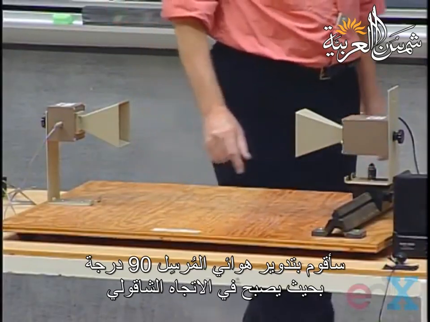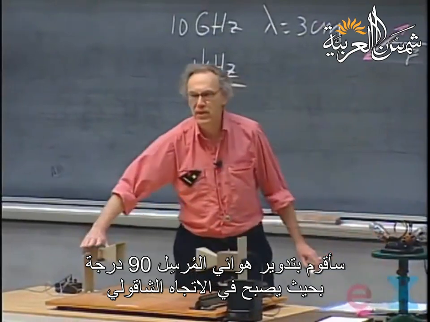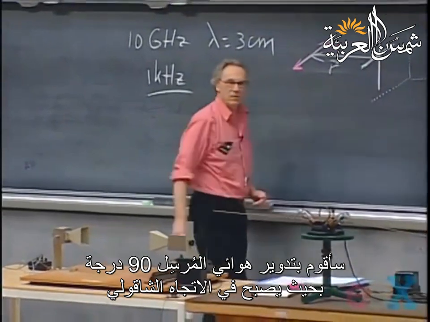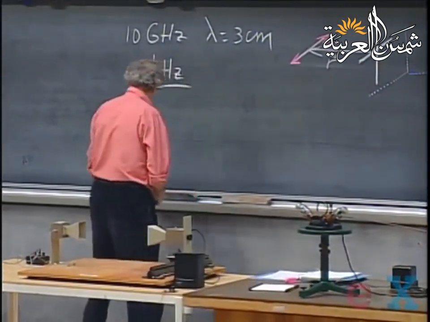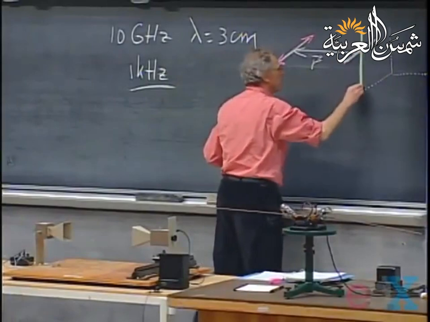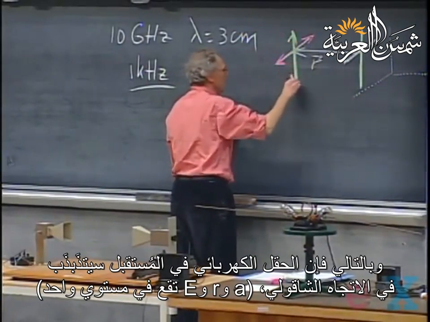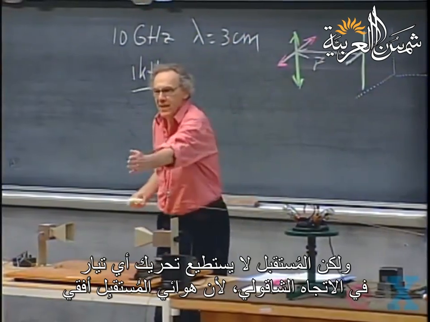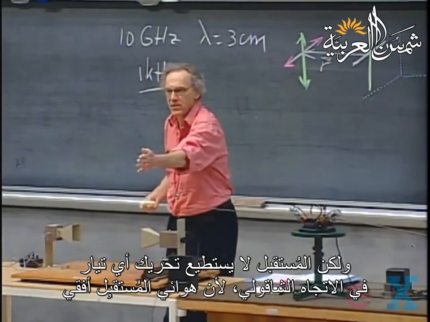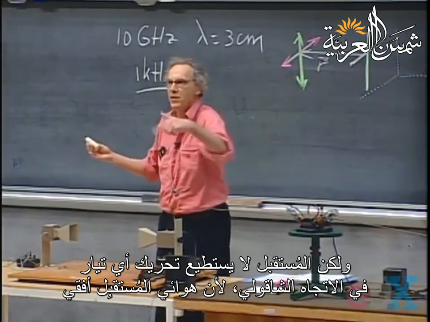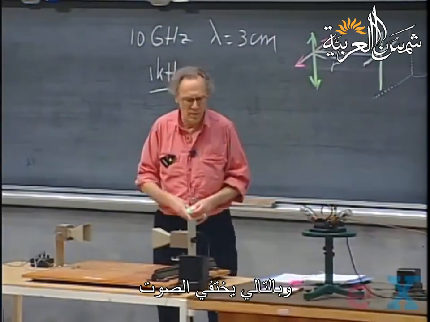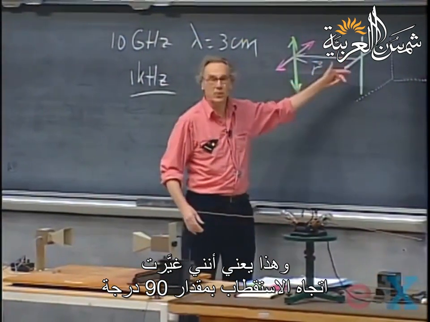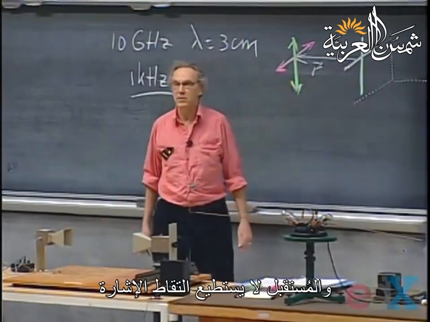But now I'm going to rotate this antenna by 90 degrees. So this one is going to be put in this position. So now the electric field is going up and down like so. But the receiver doesn't like that because the antenna of the receiver is like this. So it cannot drive any current. And so you won't hear anything anymore. So what it means is that I have changed the direction of polarization by 90 degrees, and the receiver cannot see that.